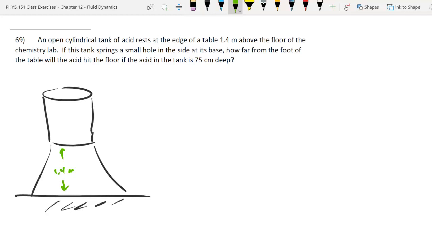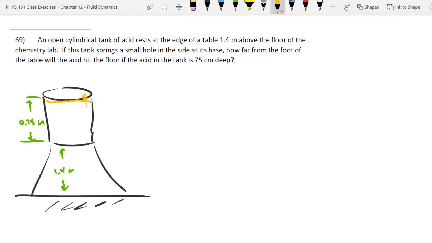So this is 0.75 meters right here. And then there's some acid in there, right? So we have this acid in here, and there's the level, right? And then this little puka gets in it here at the bottom, and it squirts out, right? So it shoots out of here, and then it lands on the floor.